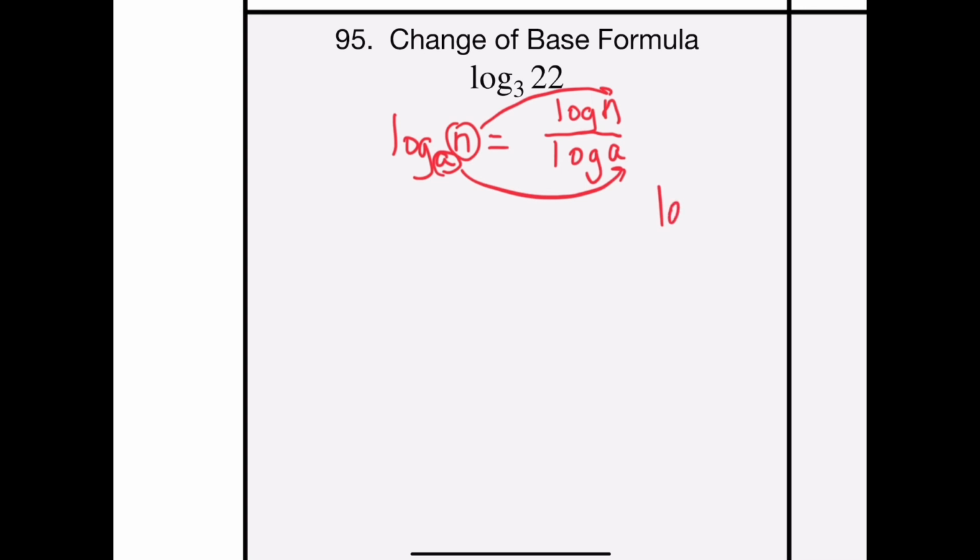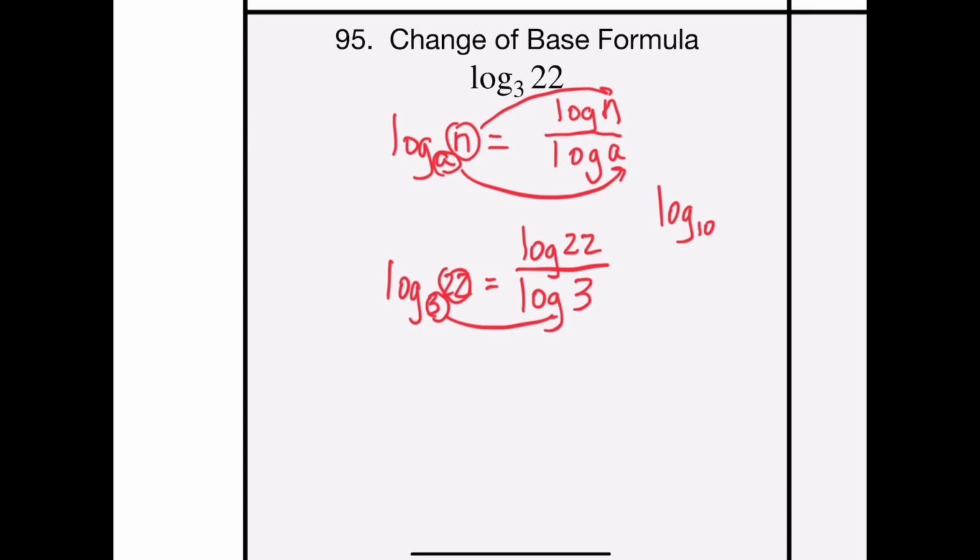When I don't write a base, if I just write log, it indicates base 10, what's called common log. And so in my formula, log base 3 of 22, I can write with the common log. Common log 22 is going to go on the top part of the ratio. Common log, the base 3, will go on the bottom part of the ratio. And then I could simply punch that into a calculator. Common log 22 divided by common log of 3, if I round that off, is about 2.8136.